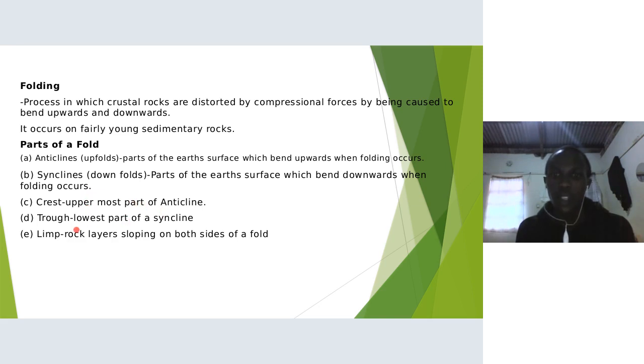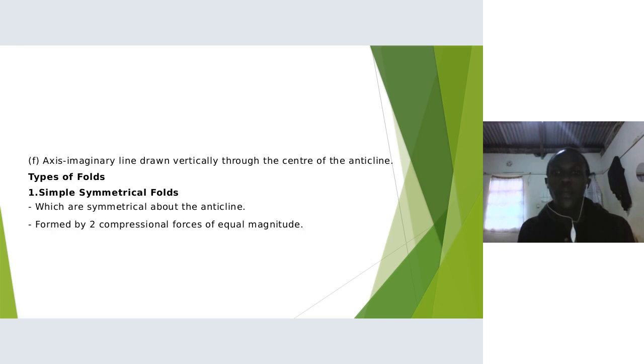Also, we have a trough. A trough is something like a depression. This is the lowest part of a syncline. And the fifth and last one is a limb. A limb is a rock layer sloping on both sides of a fold. Our last one is the axis, which is the imaginary line drawn vertically through the center of the anticline.